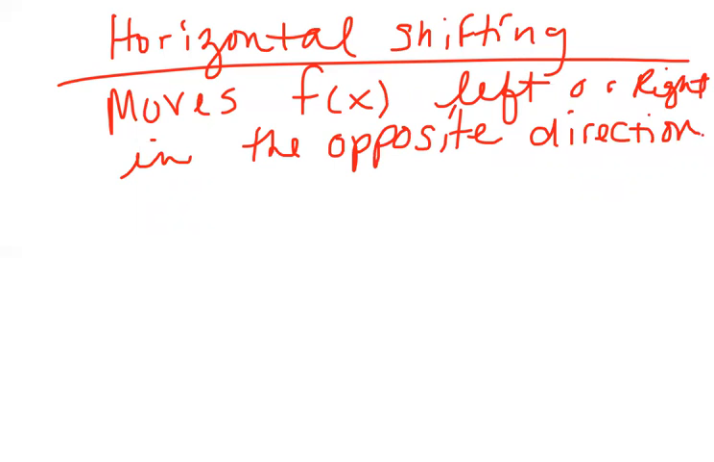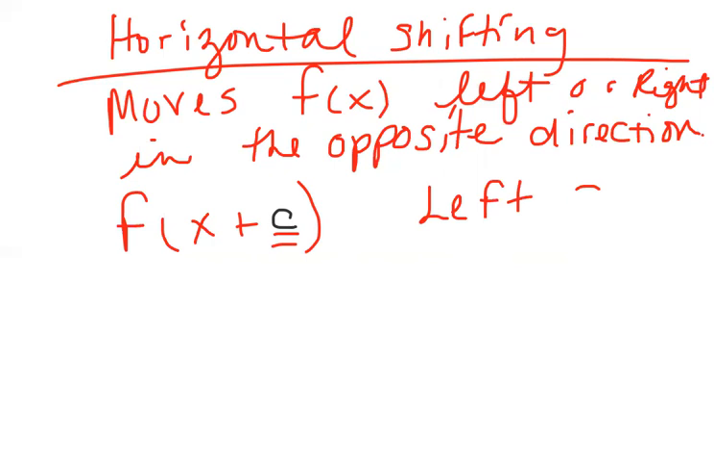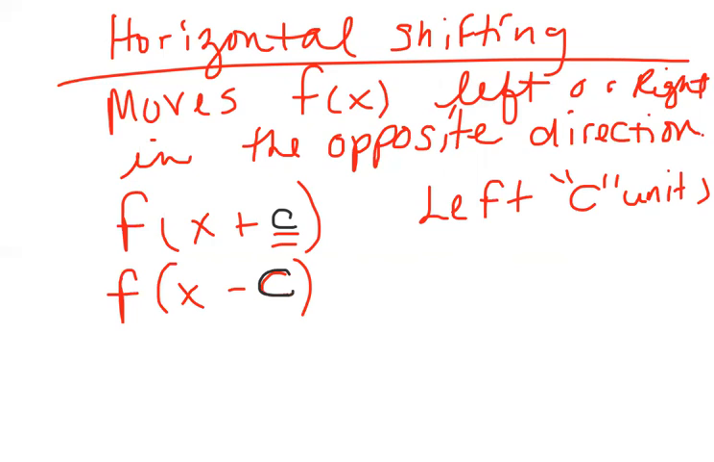So what in the world am I talking about? Well, let's look. If you have f of x plus, let's say, a c value over here, it's a plus c, it would move the graph left, in the opposite direction, c units. So it moved the graph to the left, c units. Likewise, if you had f of x minus c, now that minus c right here would move the graph in the opposite direction, so it would actually move the graph to the right, c units.